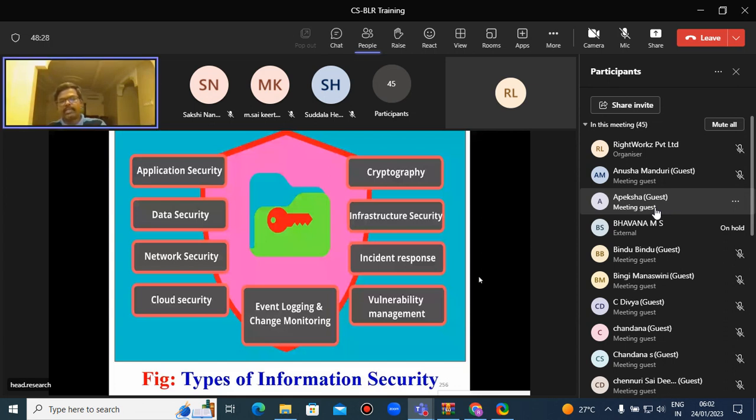Then vulnerability management. Vulnerability means errors or viruses. How are you detecting the viruses, and how are you removing those viruses with the help of various software, tools and techniques? This is called vulnerability management, event logging and change monitoring. An event means some action, and whenever you perform some action, such as logging in and logging out, that is called a log-based recovery management system.